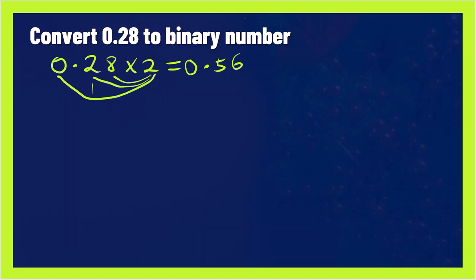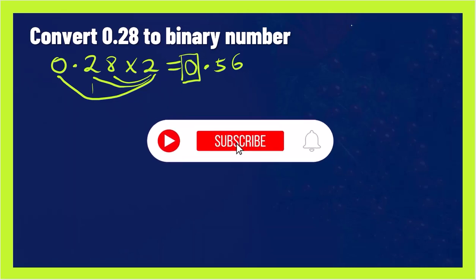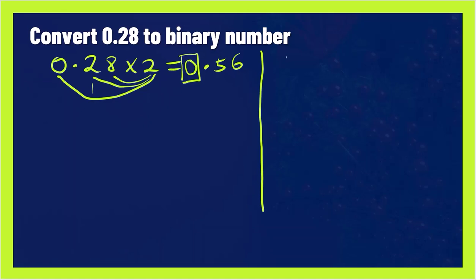Now I want to look at something. Before the decimal point here, the whole number we have is 0, or we could call it the integer part. So the integer part is 0. We're going to write that down. Let's make a line here and write the 0 down here. So that's the conversion now. We've gotten one digit of the binary number, which is 0. We have to go further.